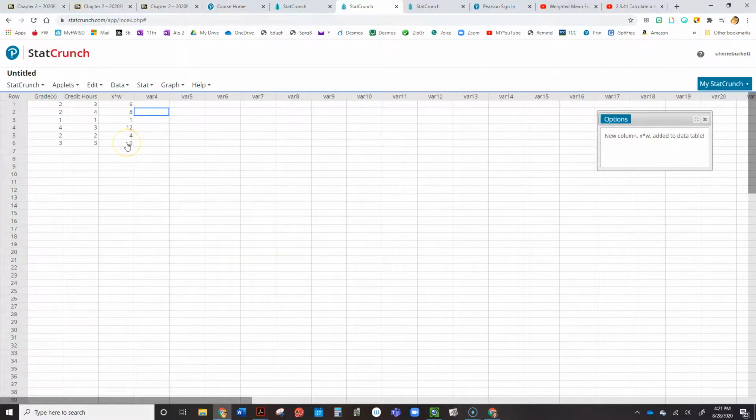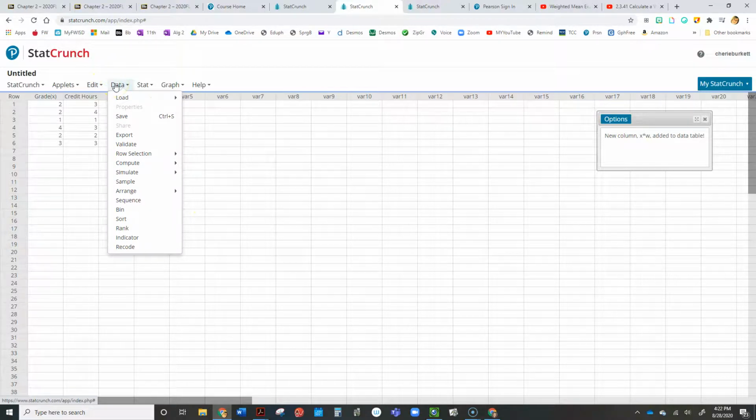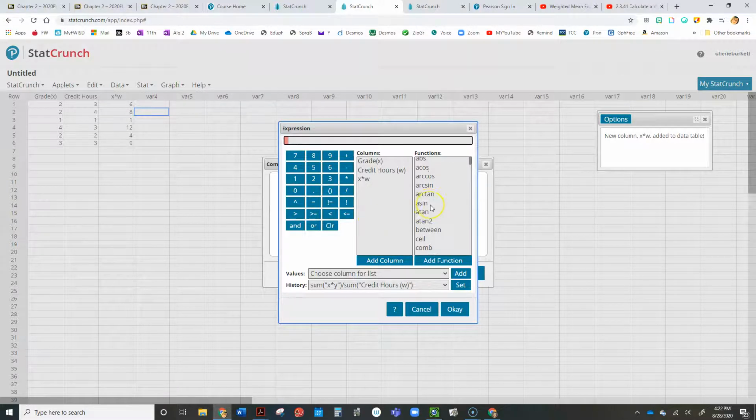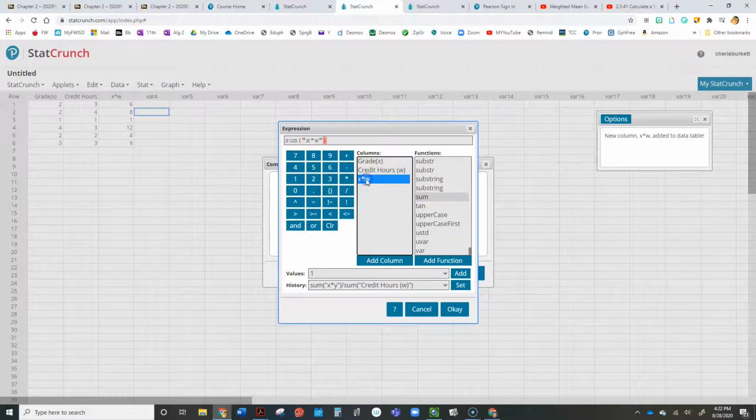Now, what was the last thing we did? We need to sum this column and sum this column and divide them. So we're going to go back to the same thing that we did. It was Data, and then we're going to go down to Compute and over to Expression. And we're going to build our expression. This time I'm going to come down here until I find sum, because we have to add up. Double-click it. I want to sum the X times W column. Okay, so I'm telling it to add that up. And then I'm going to divide that, and there's the divide key. That little slash is the divide key.